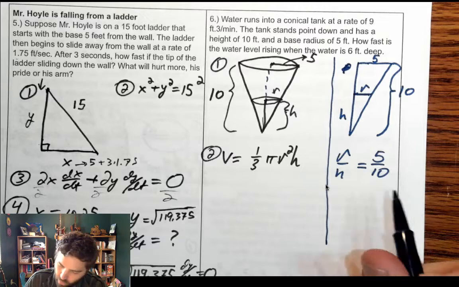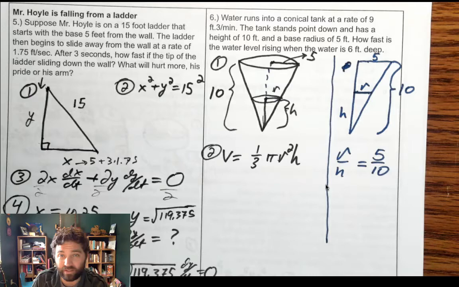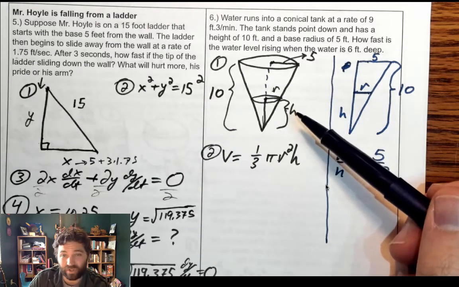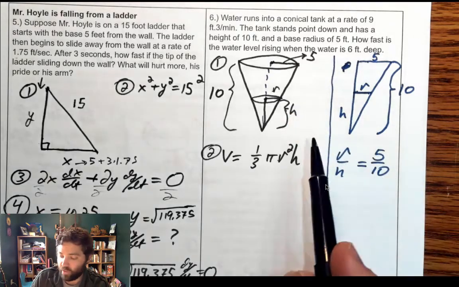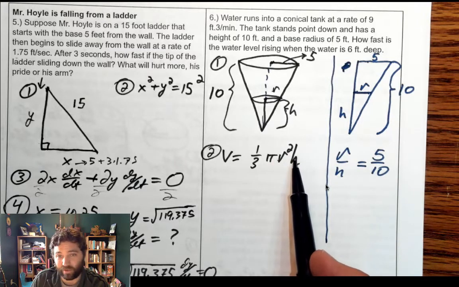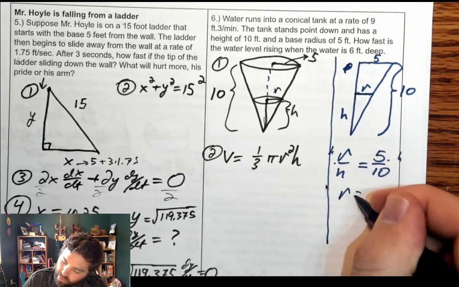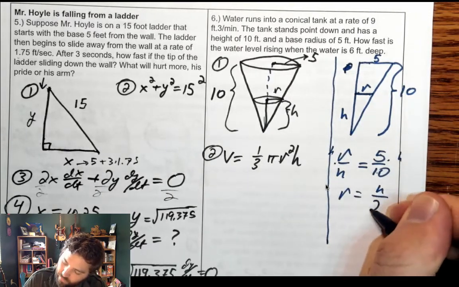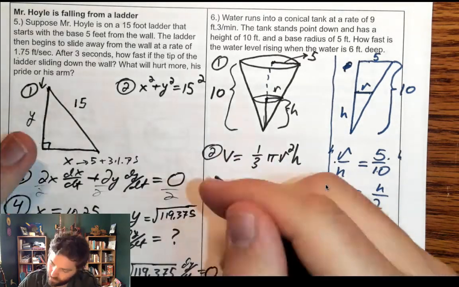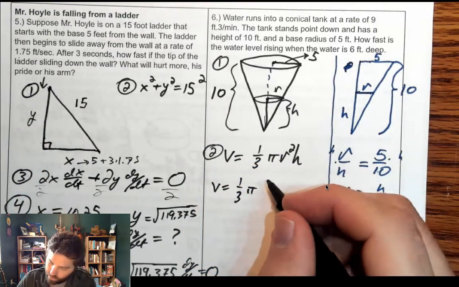I don't think it actually matters which one you eliminate, except the question is asking how fast the water level is rising. So that's asking how fast H is changing. So it's asking for dH/dt. So we wouldn't want to eliminate H from our equation. We would want to eliminate R so that we leave H in the equation. So if I multiply both sides by H, I get R is equal to H over 2. So I'm going to take this, H over 2, plug it in for R, and simplify. So I get V equals 1/3 pi R squared, so that's H over 2 squared, times H.